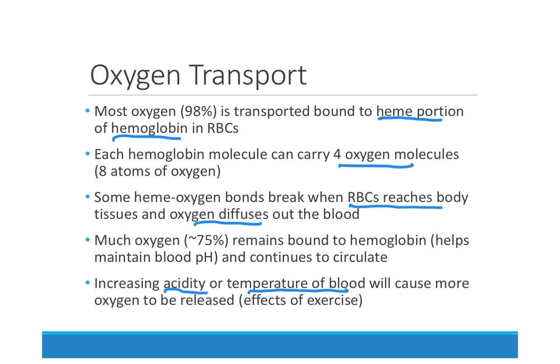So as an automatic effect of exercise, more carbon dioxide being produced and put into the bloodstream, higher body temperature because the muscles are exercising, both of those things work to encourage more oxygen to move into body cells. So it balances out. Your need for oxygen is going to automatically be supplied because your body responds to these two changes.